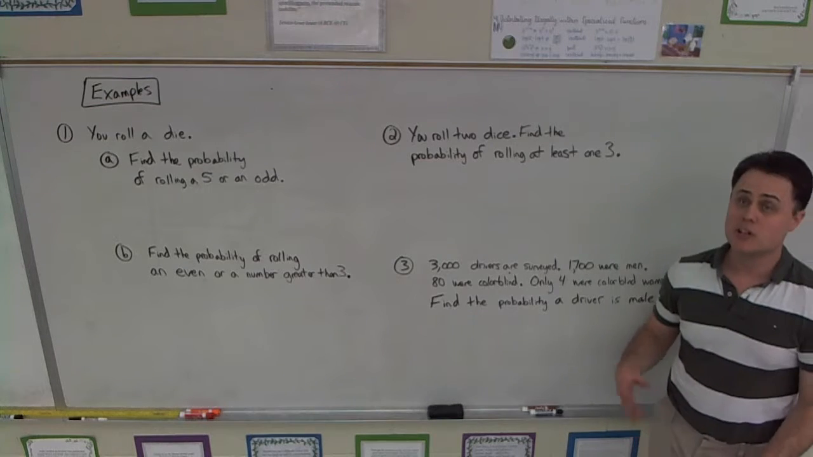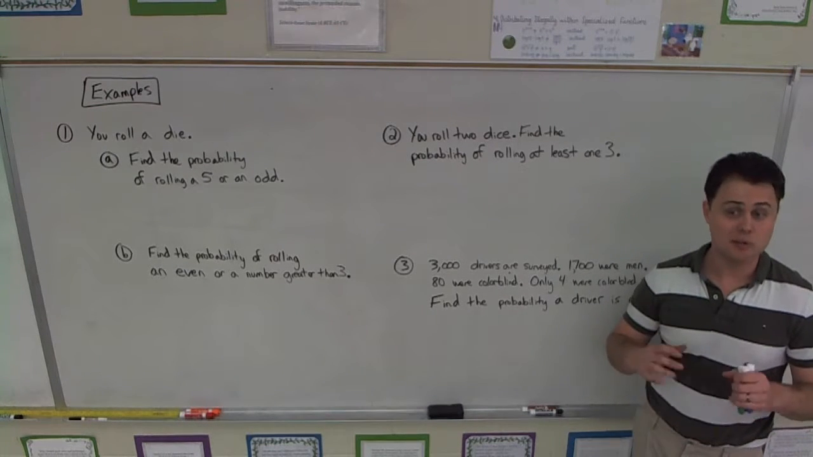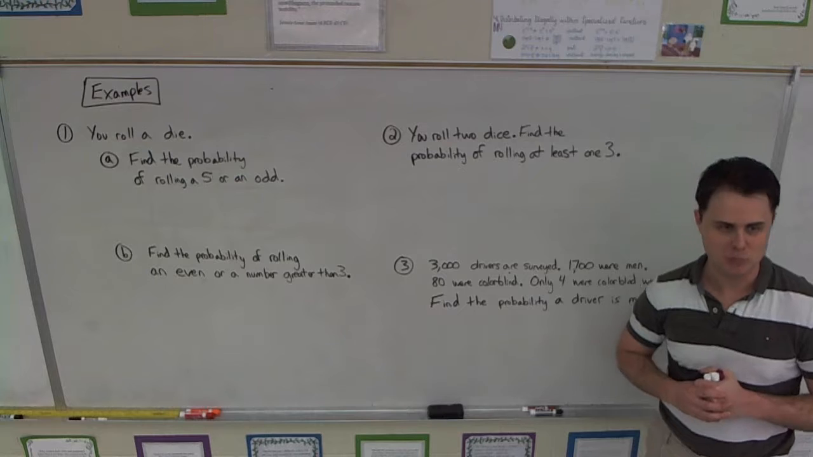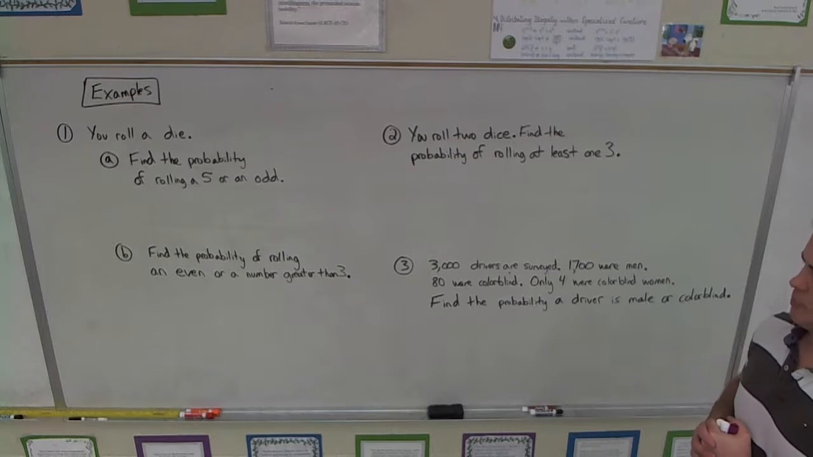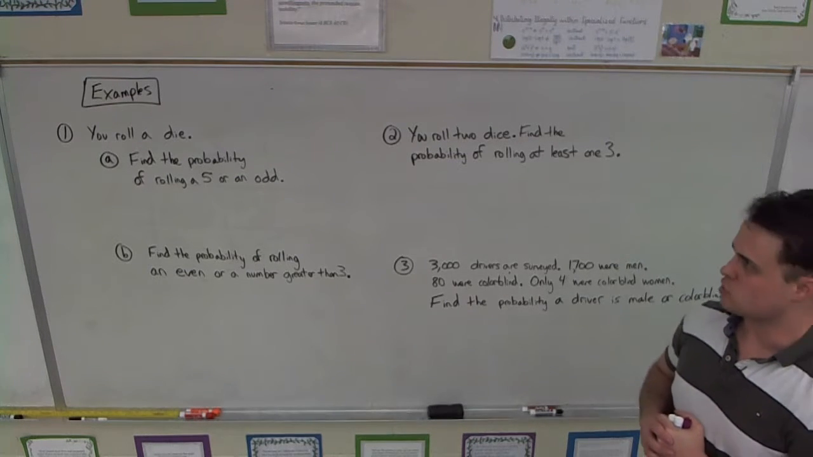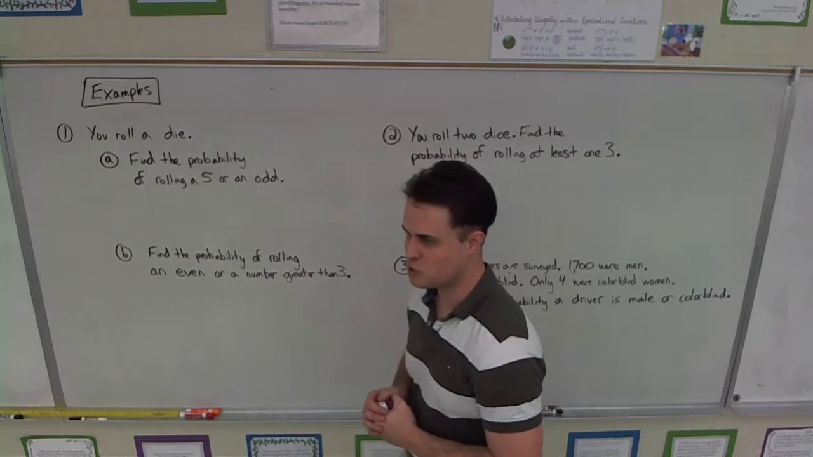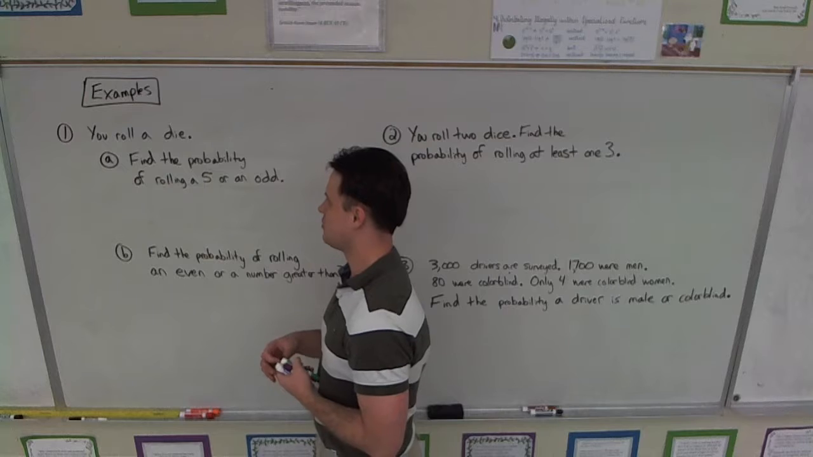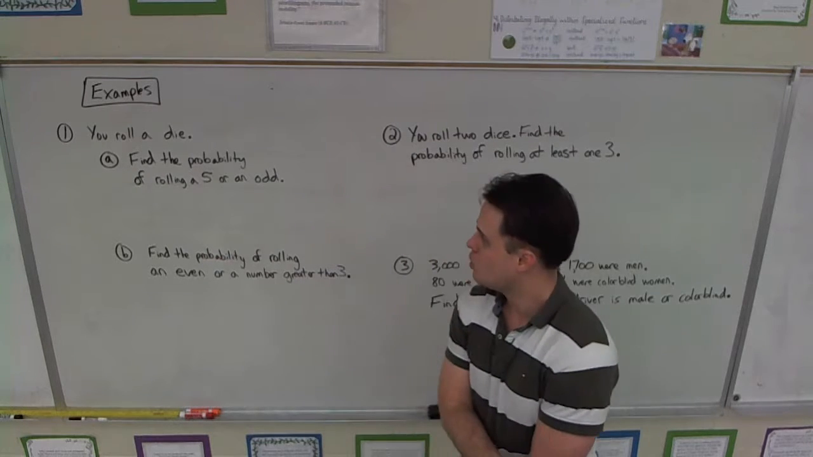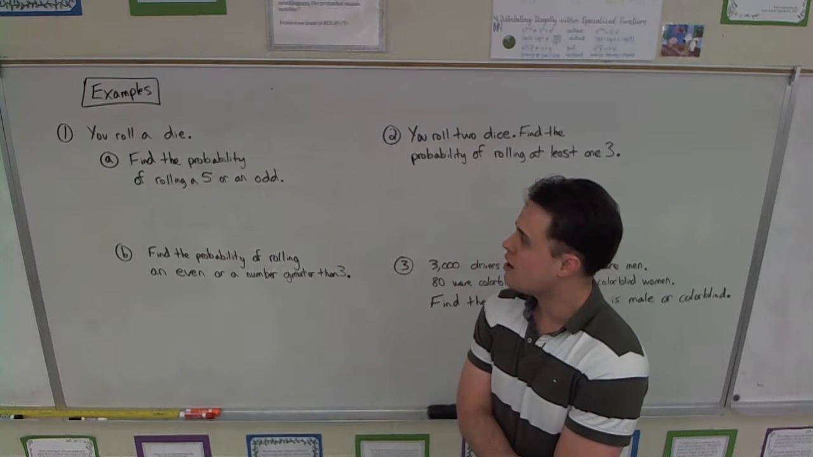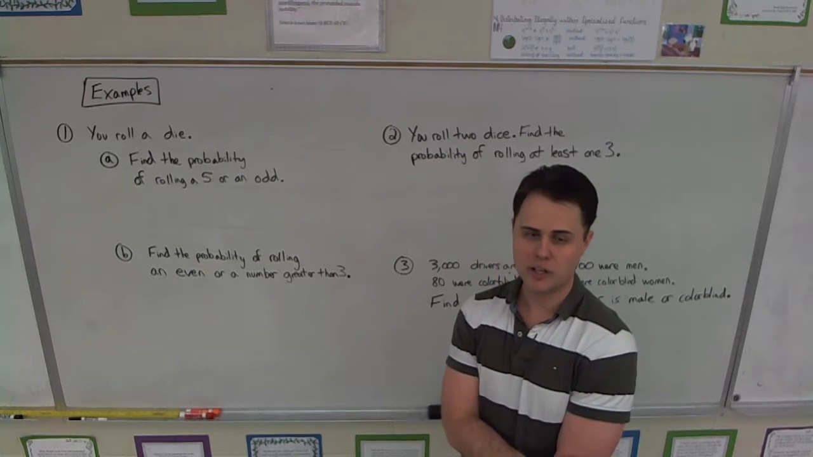All right, so now let's look at some examples of where we need to think about the concept of mutual exclusivity. So the first one is, you roll a die. Back to the basics. What kind of die is it? It's a regular 6-sided fair die. So A, you want to figure out the probability of rolling a 5 or rolling an odd number.